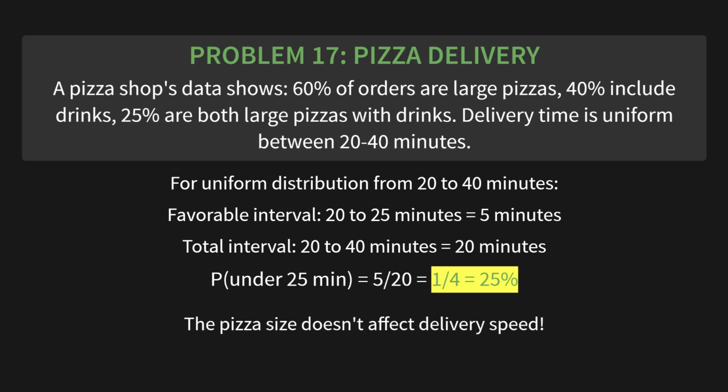The big lesson here? In real data, some things are connected, pizza size and drinks, while others are completely independent, pizza size and delivery time. Recognizing which is which, that's the key to solving complex probability problems.